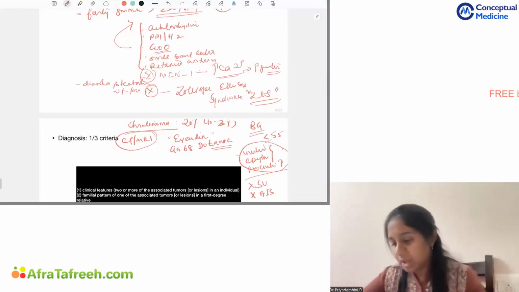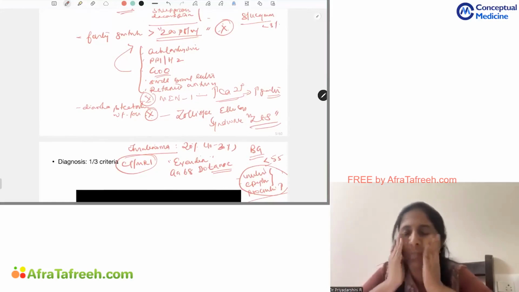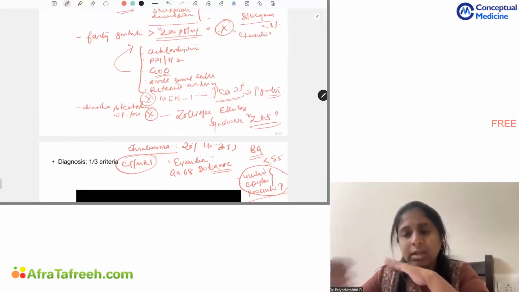Okay. The next most common would be glucagonoma. Less than 3% only will have glucagonoma. It's a bit rarer in MEN syndromes. But if it happens, there are certain characteristic features in glucagonoma, right? So what are the characteristic features?